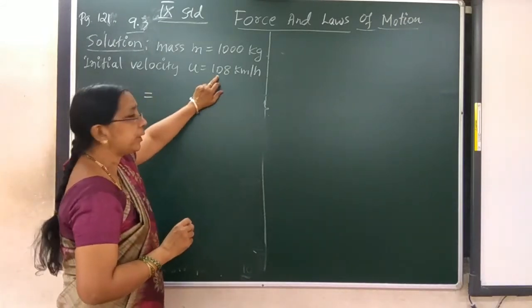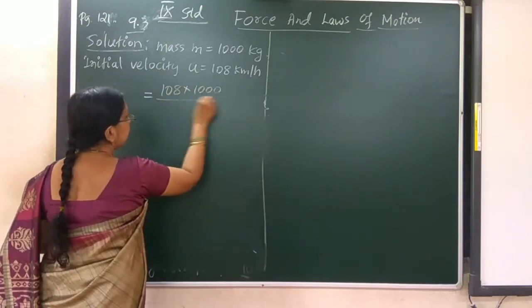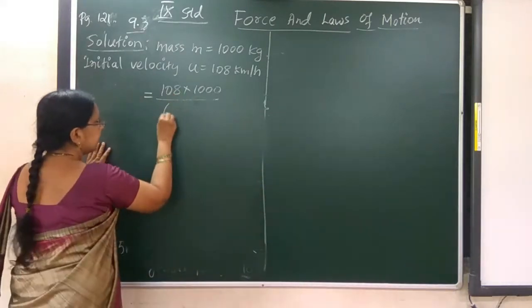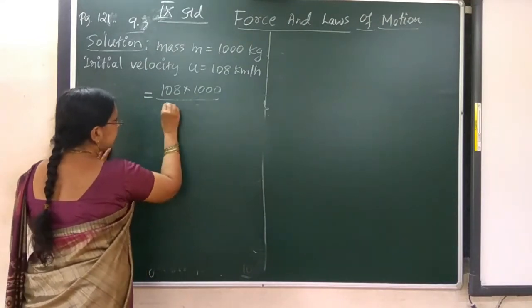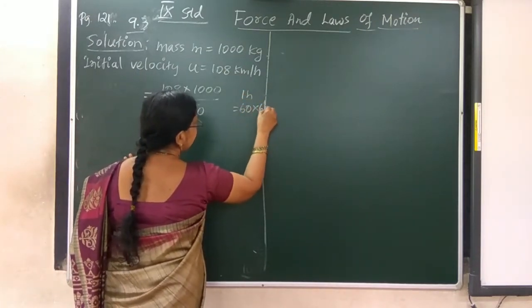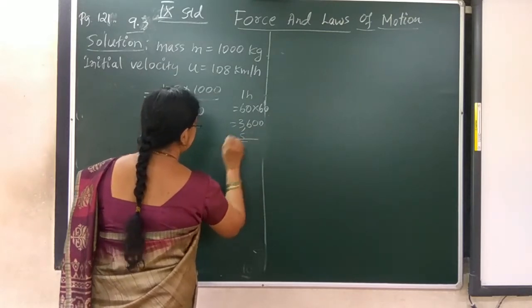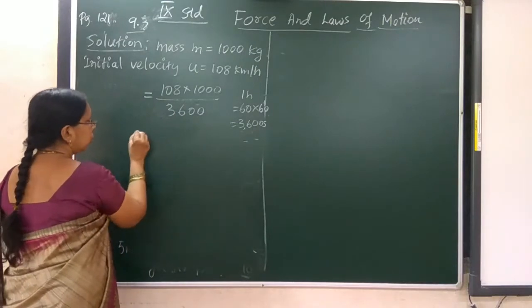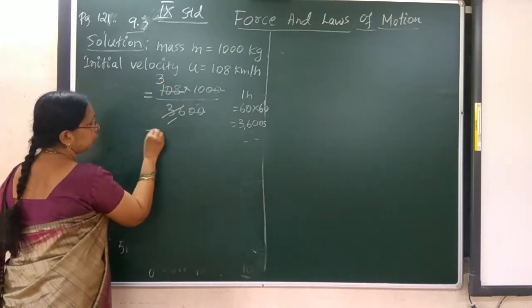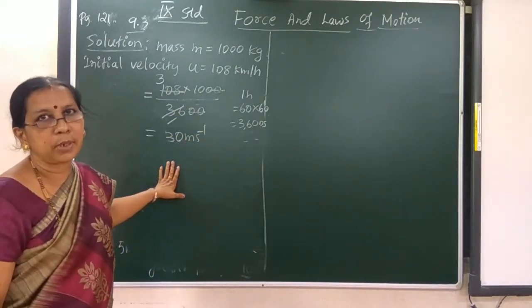How do you convert? Kilometer into meter means 108 into 1000, divided by 1 hour, which is equal to 60 minutes into 60 seconds. So it is 60 into 60, or you can write 3600. 1 hour is equal to 60 minutes into 60, that is 3600 seconds. Now cancel. 36 ones are 36, 36 threes are 108. So that is equal to 10 threes are 30 meter per second. So what is U? It is 30 meter per second.